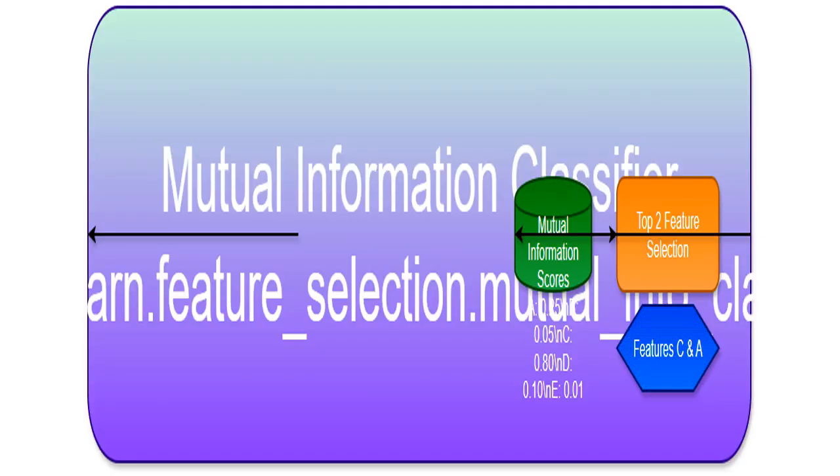I am using a technique called mutual information to figure out which features are most important for my classification task. Mutual information measures how much knowing the value of one variable, a feature, tells me about the value of another variable, the target. The specific tool I am using is sklearn.feature_selection.mutual_info_classif from the popular Python library scikit-learn.